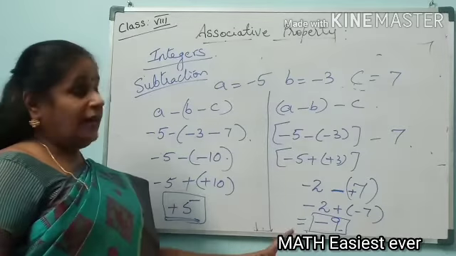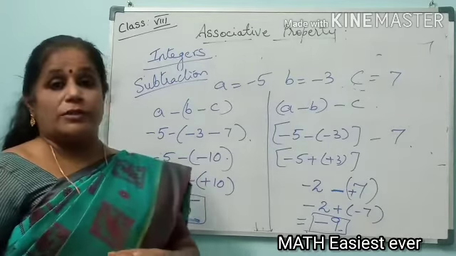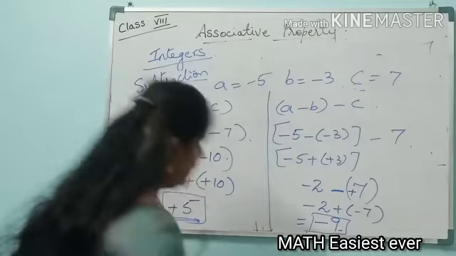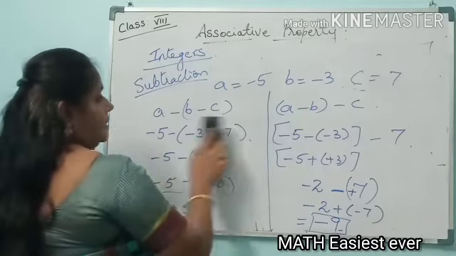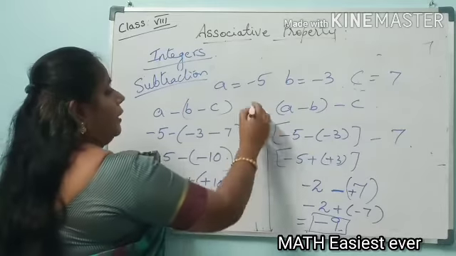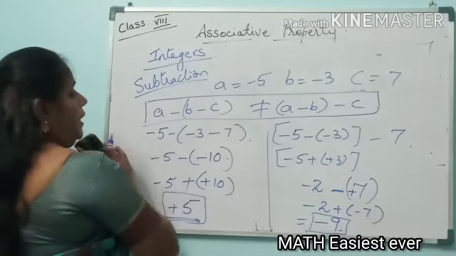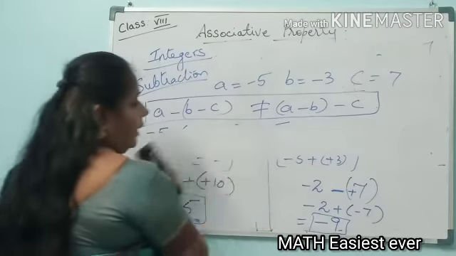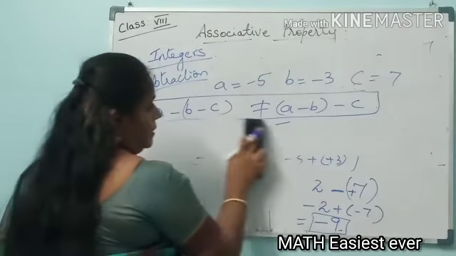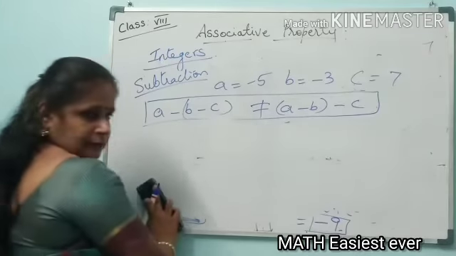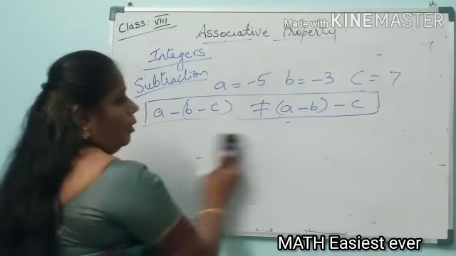Which shows that subtraction is not associative for integers. That is, A minus B minus C is not equal to A minus B minus C, with the grouping changed. This is the result you will get, because the answers are not the same.